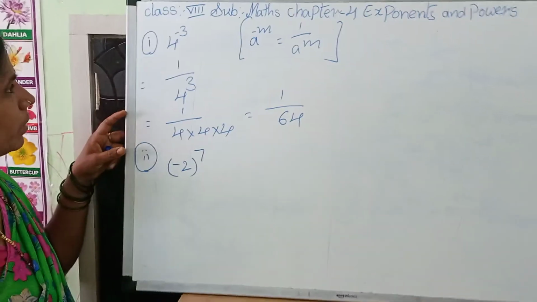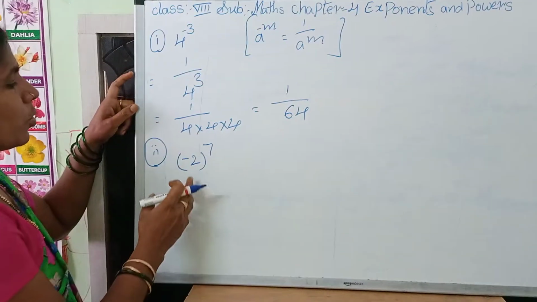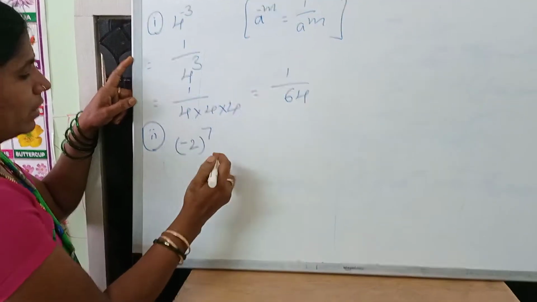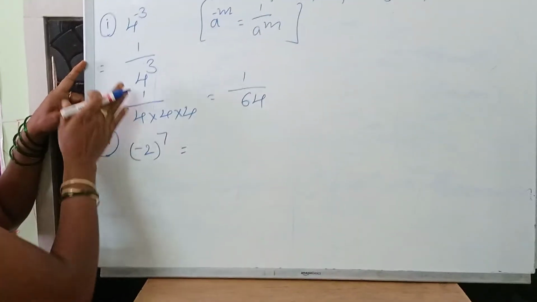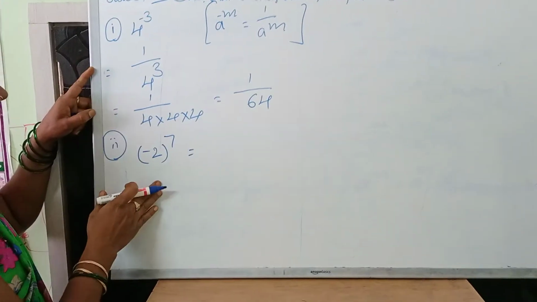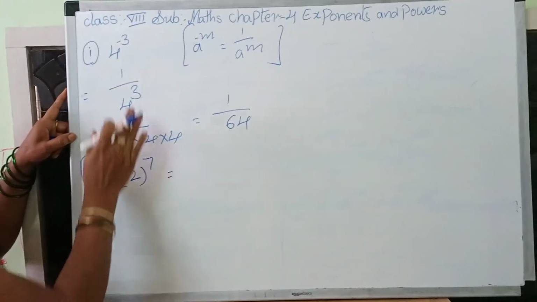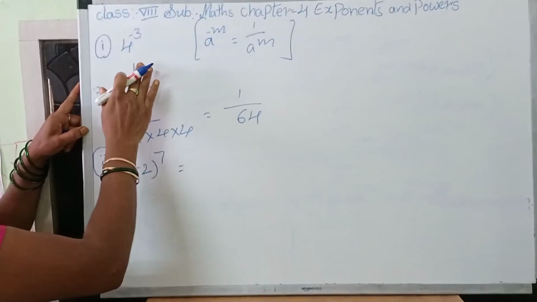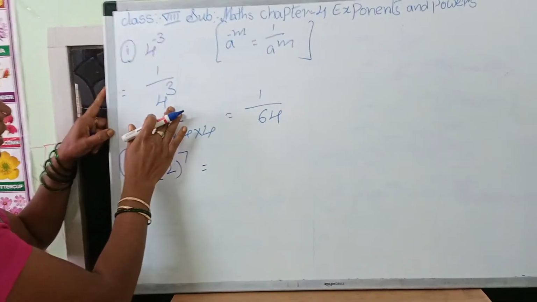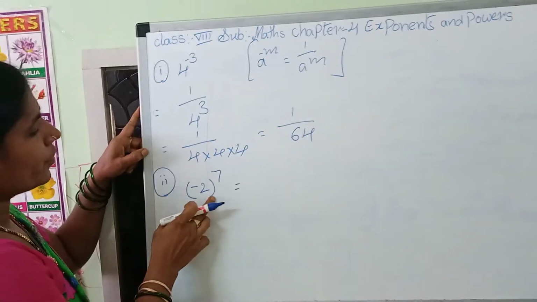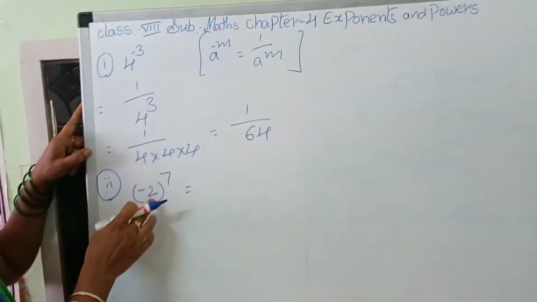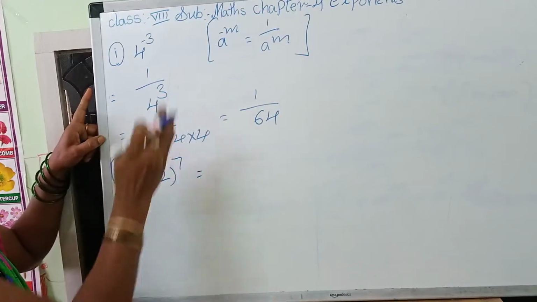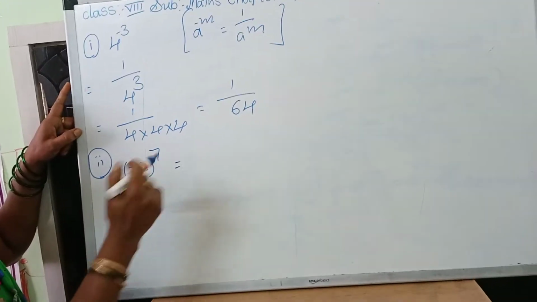Let's see the second problem, children. Same exercise: minus 2 whole to the power of 7. Now see the difference between the first problem and the second problem. Don't get confused. In the first problem, the power is negative, so we had to apply 1 by that particular given problem. Here the base is negative. If the base is negative, we cannot write 1 by that particular problem.